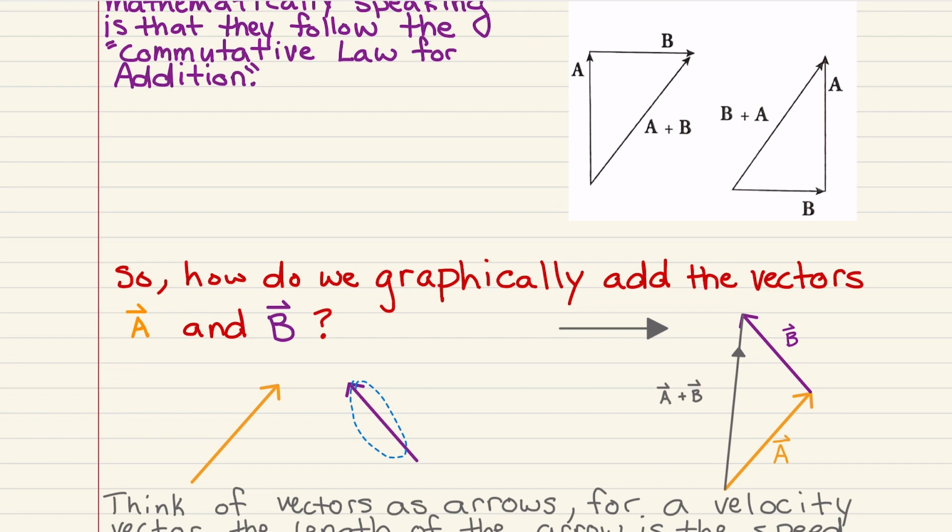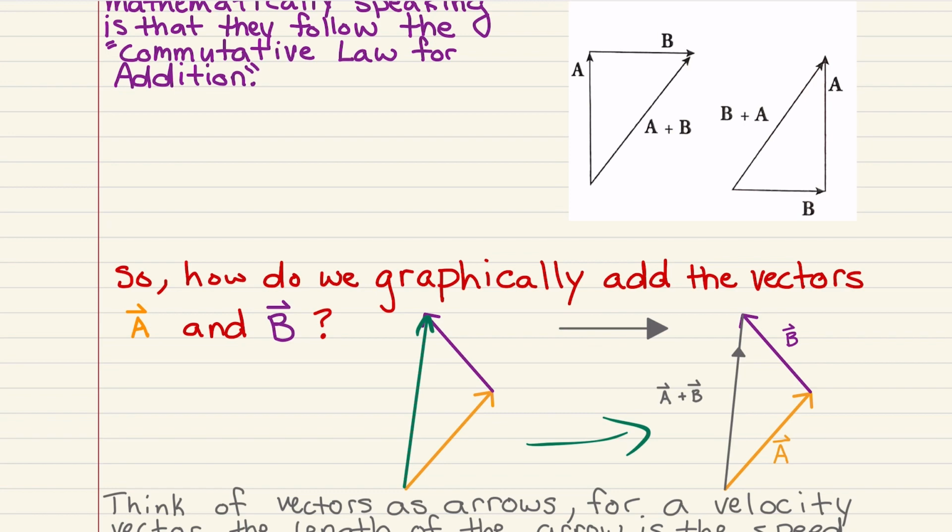So the order does kind of matter, but the result is going to be the same. If we're starting with vector A, we place it somewhere such that we can place vector B at the tip of it. So we touch the tail of vector B to the front tip of vector A, and the resultant vector is you connecting the tail of vector A to the tip of vector B. So you're basically making a triangle here. And the resultant vector, the sum vector, is right there.